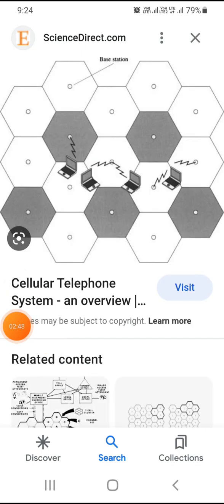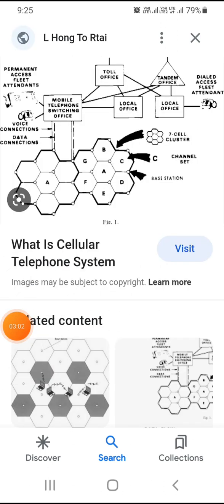This is the image for the cellular telephone system, an overview. This is the base station, and one cell is connected to another cell, and everything is connected to the computers. Now you can see the mobile telephone switching office, toll office, local office, tandem office, local office, cell cluster, channel cell, and more.